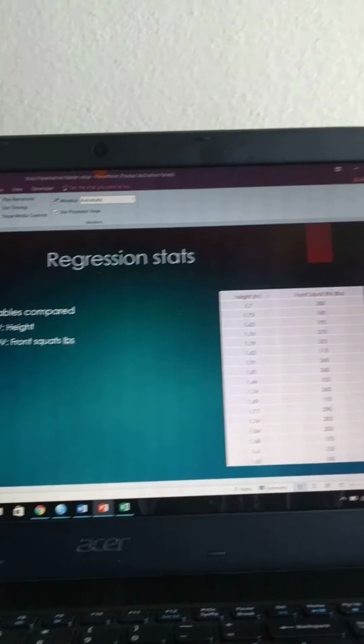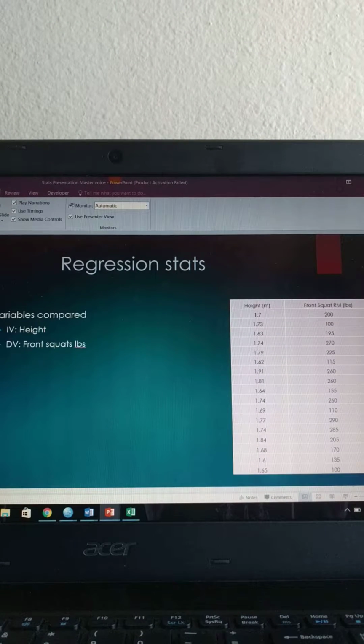The lowest number I have was 1.6 in meters, which is the height, and the front squat in pounds varies a little bit more than that. The highest height was 1.91. So what I was trying to say is 1.6 to 1.91 is the difference in height.